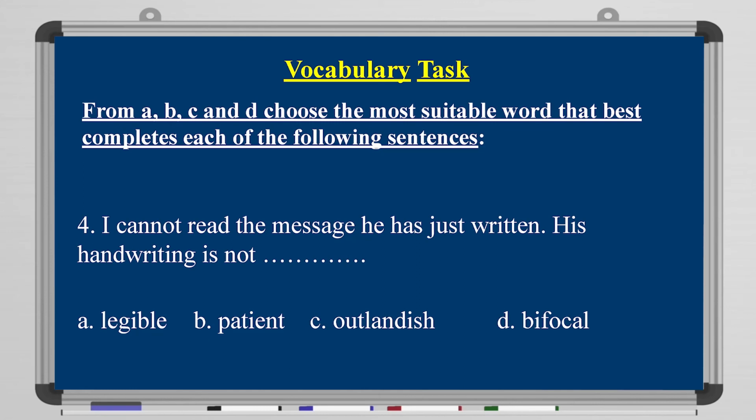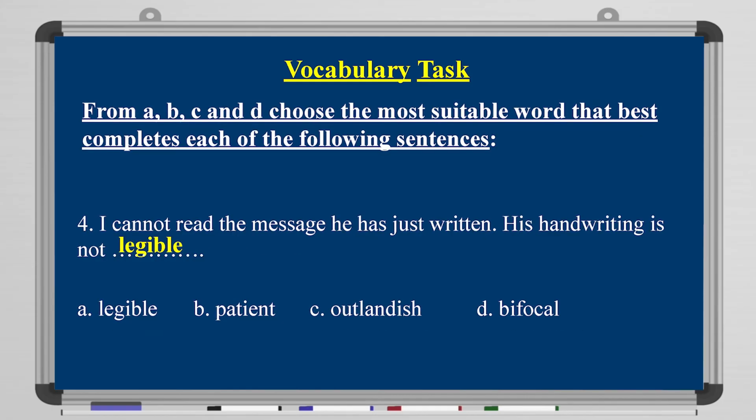Now sentence number 4. I cannot read the passage he has just written. His handwriting is not blank. So someone wrote something, you can't read it. What's the answer here? Is it legible? Is it patient? Outlandish? Or bifocal? Eliminate some of the words that you think are not it. The answer is legible. Excellent job.